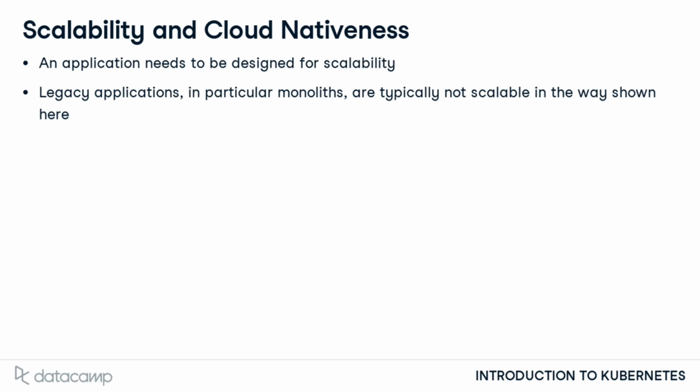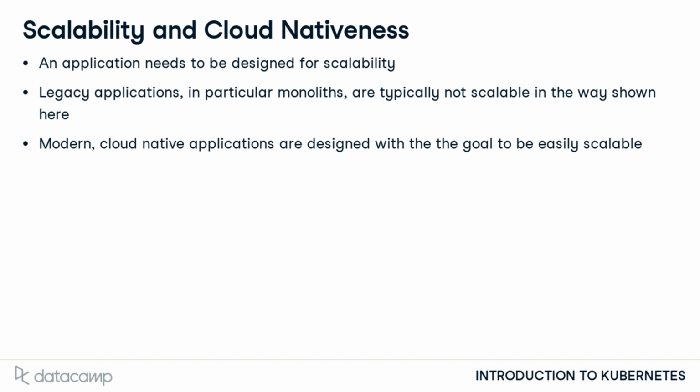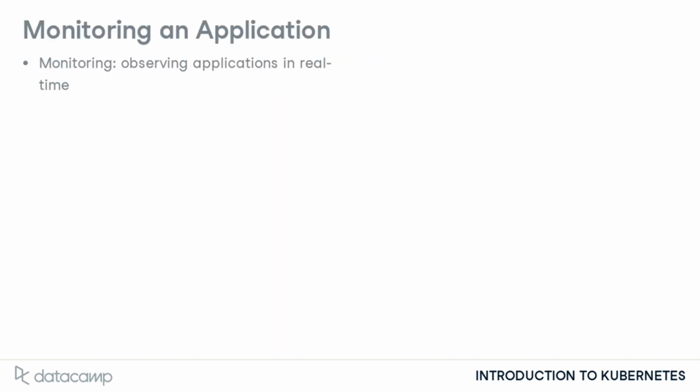In fact, many legacy applications, or in particular monoliths, are typically not scalable in the way shown here. We cannot just add pods to a monolith and expect such an application to handle the load better. That is why we recapped software design previously. We need modern and cloud-native applications for scalability. These applications have to be designed accordingly so that they can be scaled with ease.